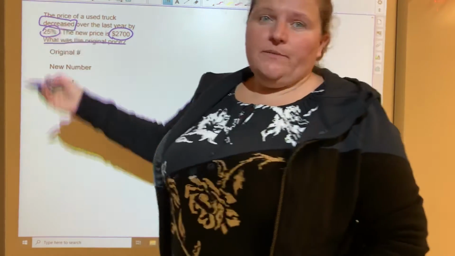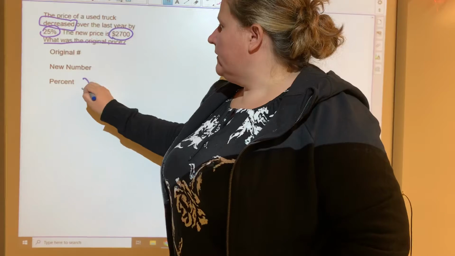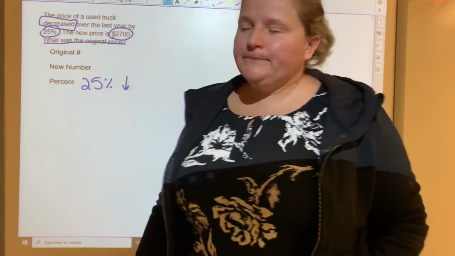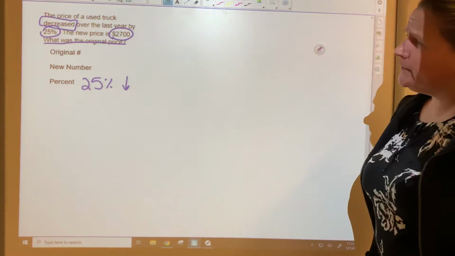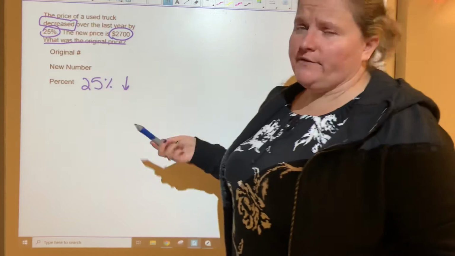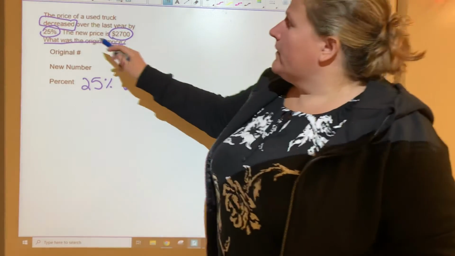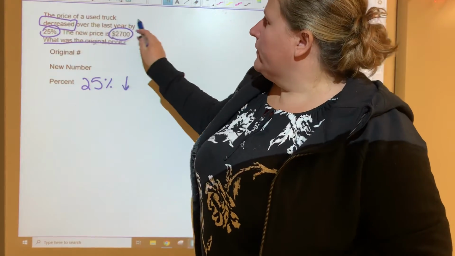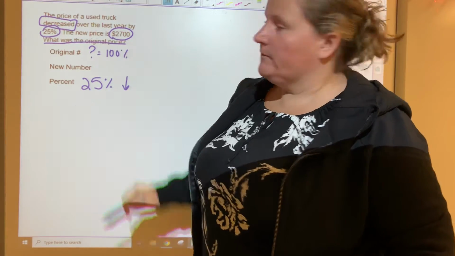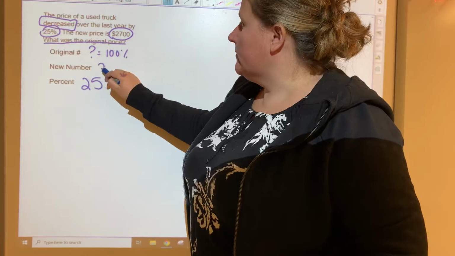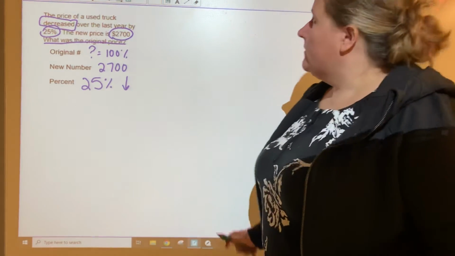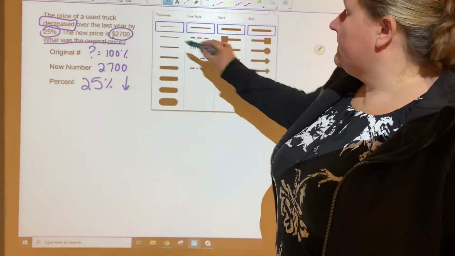So the easiest part to pick out here is I do have my percent, which is 25%. And it says decrease, so it's going down. I want to figure out, is 2,700 my new number, or is it going to be my 100% or my original? Well, the 25% says it's over the last year. So the original or my 100%, I don't know. But I do know my new number is 2,700. Okay. So just like on the last one, we can do those two different ways.